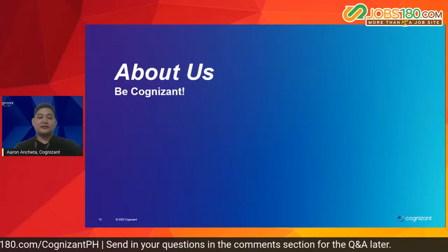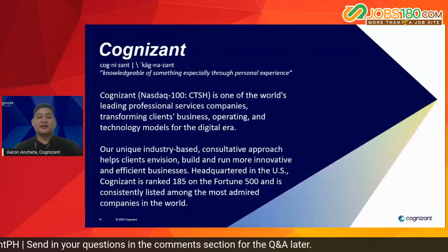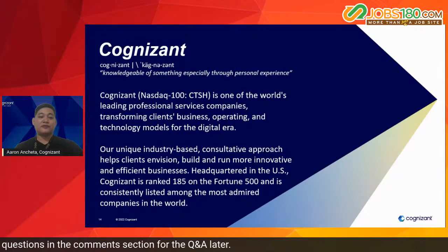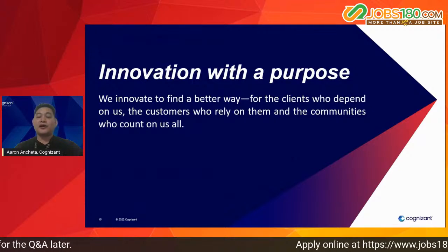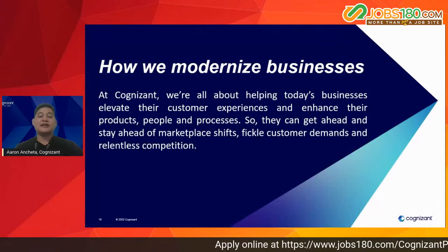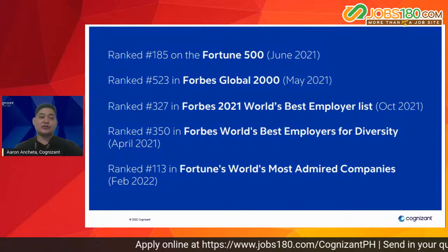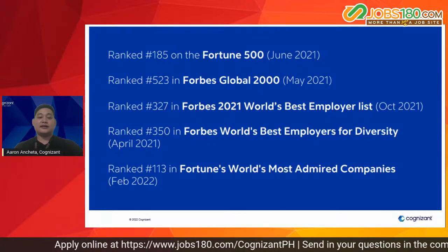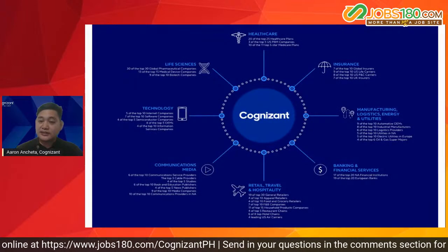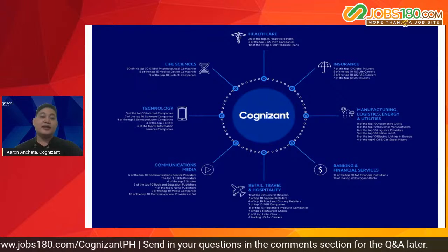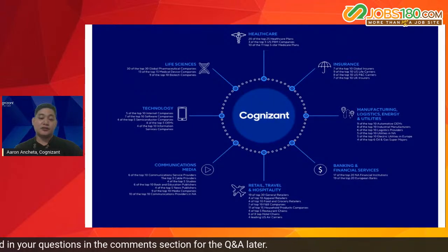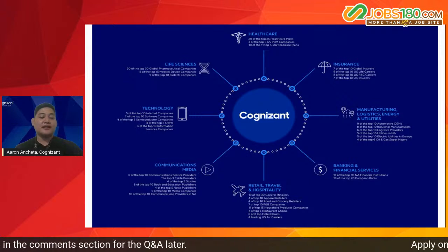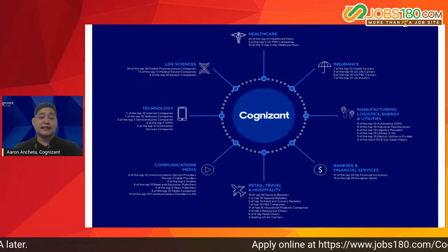But something a little bit about Cognizant. Cognizant is one of the world's leading professional services companies, and we innovate with a purpose. We partner with businesses to modernize their operations. So here are the scorecards. And these are the industries that we are servicing with: healthcare, insurance, manufacturing, banking and financial services, retail, travel, hospitality, communications, media, technology, and of course, life sciences.